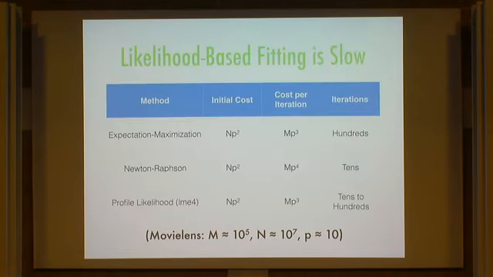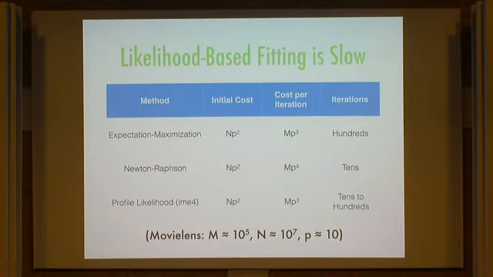Okay, so why is that? Well, the most common methods for fitting such a model are the EM algorithm, Newton-Raphson, or profile likelihood. All these methods have a high initial cost, so you do a bunch of matrix factorizations to start with, proportional to capital N, the number of ratings. And then after that, you do some iterative process. The cost of the iteration scales with capital M, the number of users. And these methods require many, many iterations. Typically, when you add up all the costs, it just becomes prohibitive very quickly.